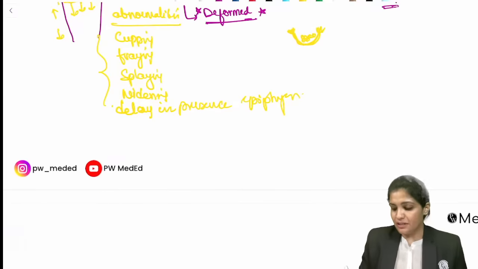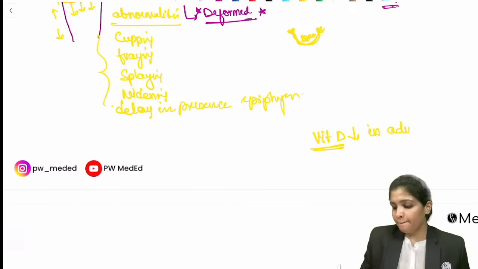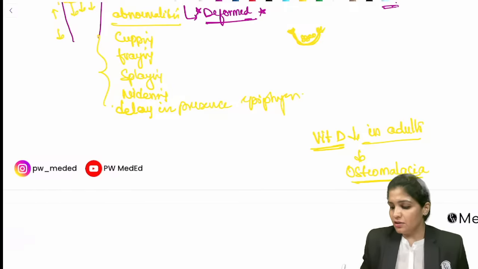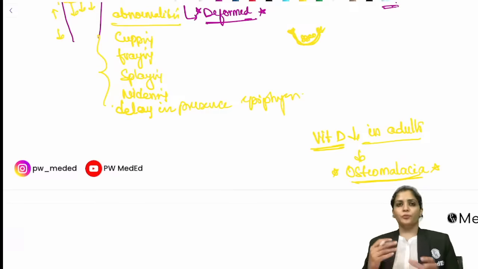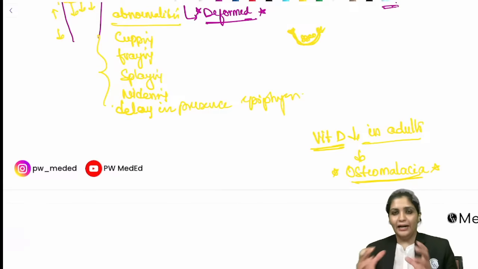And the similar condition of low vitamin D in adults is called osteomalacia, right? So it is osteomalacia. Osteomalacia is also soft bones, which is seen in case of adults, right?